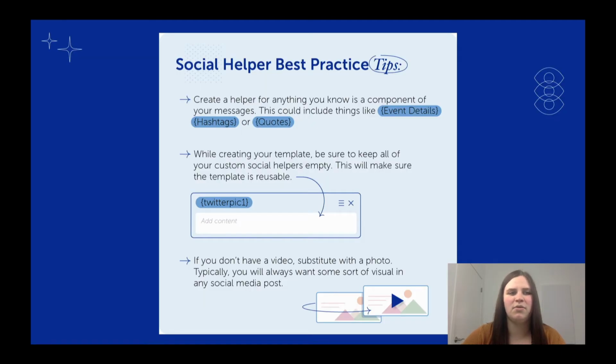Now that we know what social helpers are, let's go over some best practices. First, you should create a helper for anything you know is a component of your messages. This could include things like event details, hashtags, or quotes. While creating your template, be sure to keep all of your custom social helpers empty. This will make sure the template is reusable. And lastly, if you don't have a video, substitute with a photo. Typically, you always want some sort of visual in any social media post.